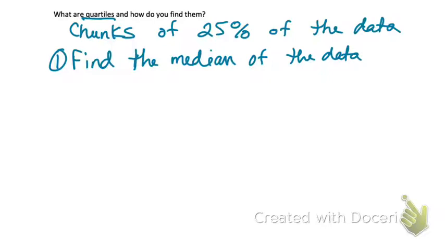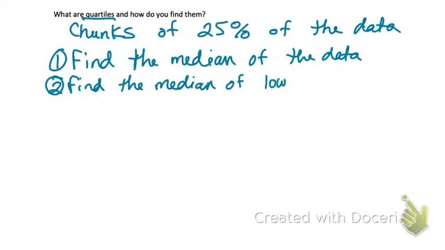So that's going to put your data into two different sections, 50 and 50. Then you're going to find the median of the lower half of data. We're going to find the median of the lower half. What do you guys think the median of the lower half is called? The first quartile. That is the first quartile, or quartile 1.